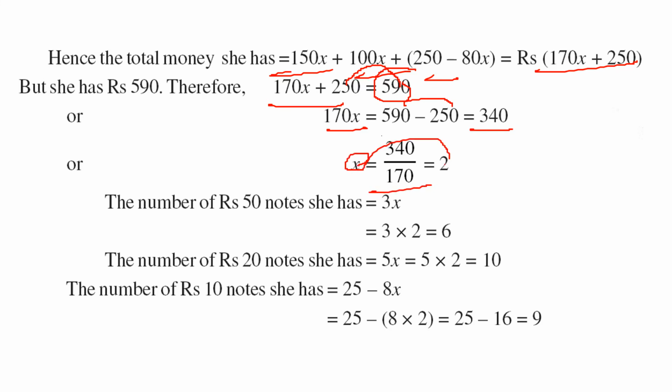Now, when you get x equal to 2, 3x is the 50 notes, that is 6, 5x is the 20 notes, 5 into 2, and the 10 notes is 25 minus 8x, that will count to 9.